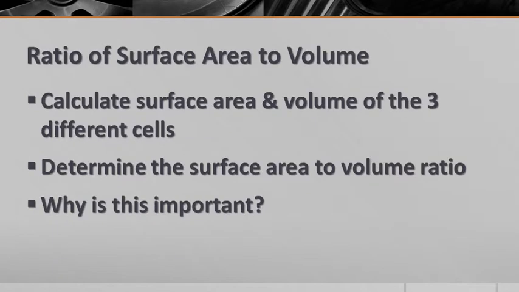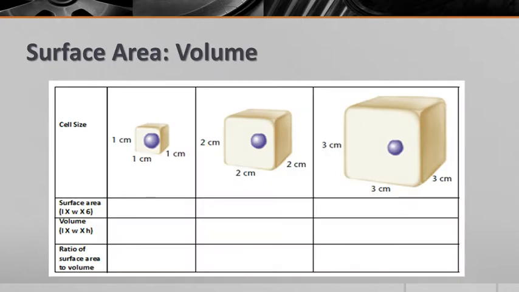So what we're going to do is calculate the surface area and volume of 3 different cells to see how the rates change, and figure out the surface area to volume ratio to see why this is so important for cells. So here you have 3 different cells. Now we're using centimeters as just a convenient number because it's much easier to work with centimeters than it is with micrometers. So let's say we have 3 cells. One is 1 centimeter on a side. They're cubical cells. The second one is 2 centimeters on a side, and the third one is 3 centimeters on a side.